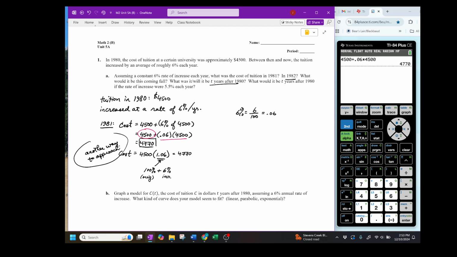Now that's kind of important. So let's look at 1982 now. What we could do is take that 4,770 and, actually, let me write it like this. The cost, I'll come back to this in a second. There's a reason I didn't write 1982. I would say cost at 2. We'll get there in a second.